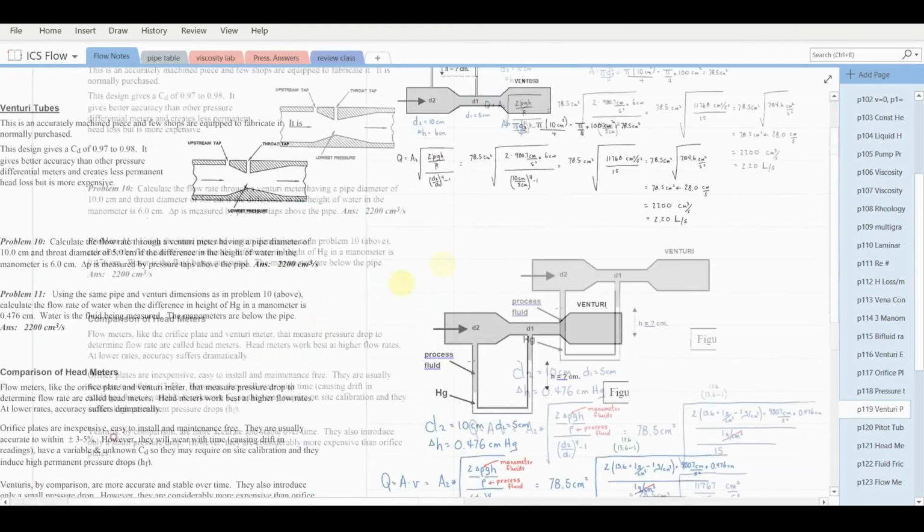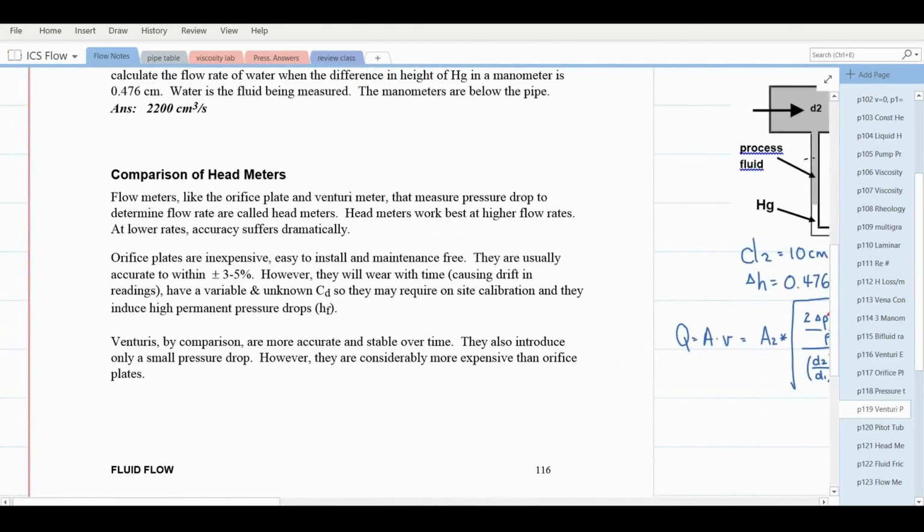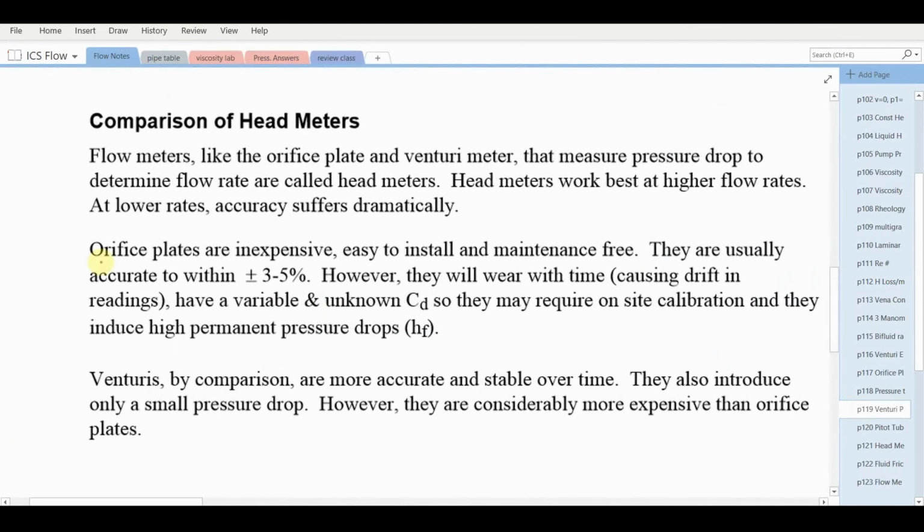Just to conclude this lesson, let's briefly look at a comparison of these head meters. Head meters measure pressure, and so they're called head meters. We looked at orifice plates. Orifice plates are inexpensive. They're easy to install. They're maintenance free. Usually accurate to within 3 to 5%, which is pretty good. However, they may wear with time, especially if there's solids present. That would cause drift, and a variable and unknown coefficient of discharge, which you need for the calculation, would require site calibration, and they do induce some permanent pressure drop.